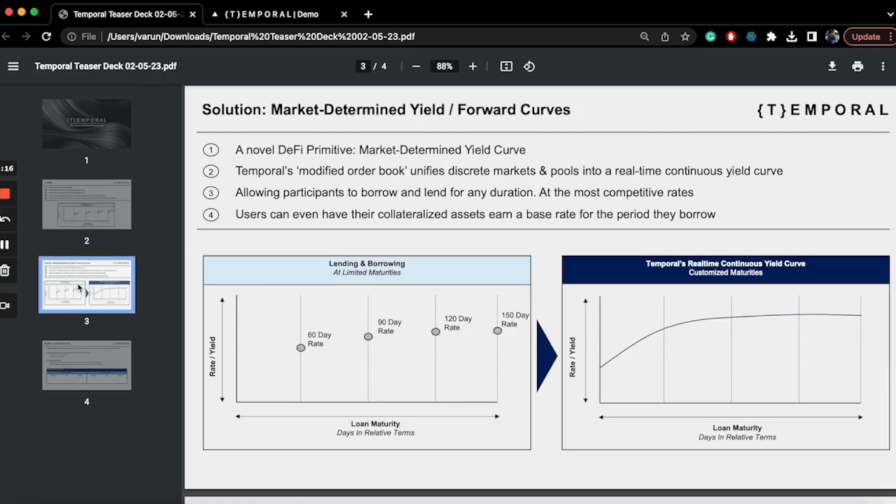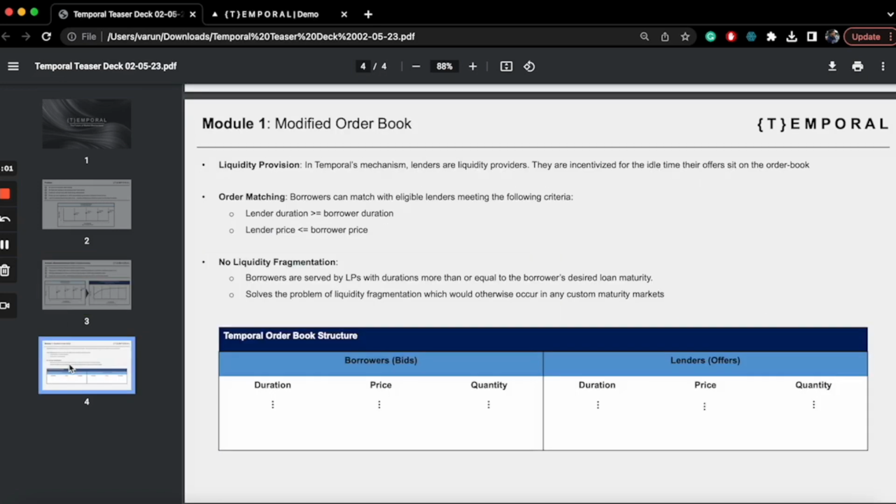With it, our users are able to enter into custom maturity lending and borrowing contracts, so they can be as short as overnight borrowing all the way to multiple months. These can be done at fixed rates and are completely priced by market forces. We'll now walk you through the Temporal mechanism.